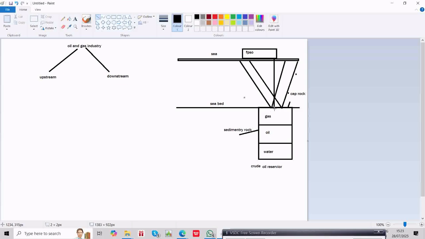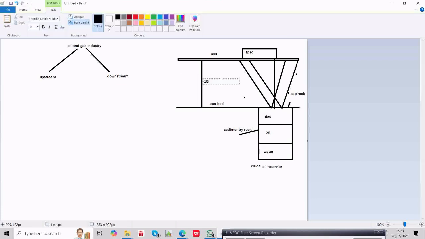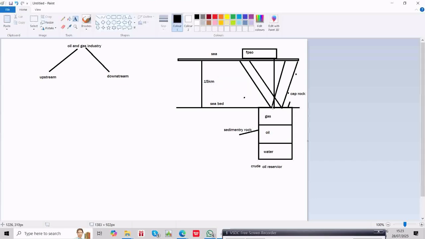Now once they make a hole, what will happen? This height is more than 15 kilometers, for example. 15 kilometers is the depth of the sea, it's too much, correct? Because of this depth, there is a huge pressure on top of this cap rock. If you put a drilling hole here, everything inside this reservoir will try to go upward due to the pressure difference.